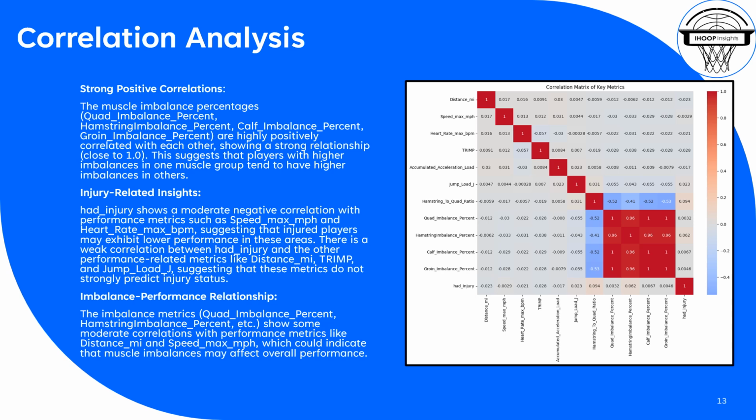And finally, a few imbalance performance relationships. The imbalance metrics such as quad imbalance percent, hamstring imbalance percent show moderate correlations with performance metrics such as distance in miles, speed max, which could indicate that the muscle imbalance may affect overall performance. Again, this correlation matrix helps identify the interdependencies between different performance and injury related metrics, which assist us to understand the factors which might influence player injuries.